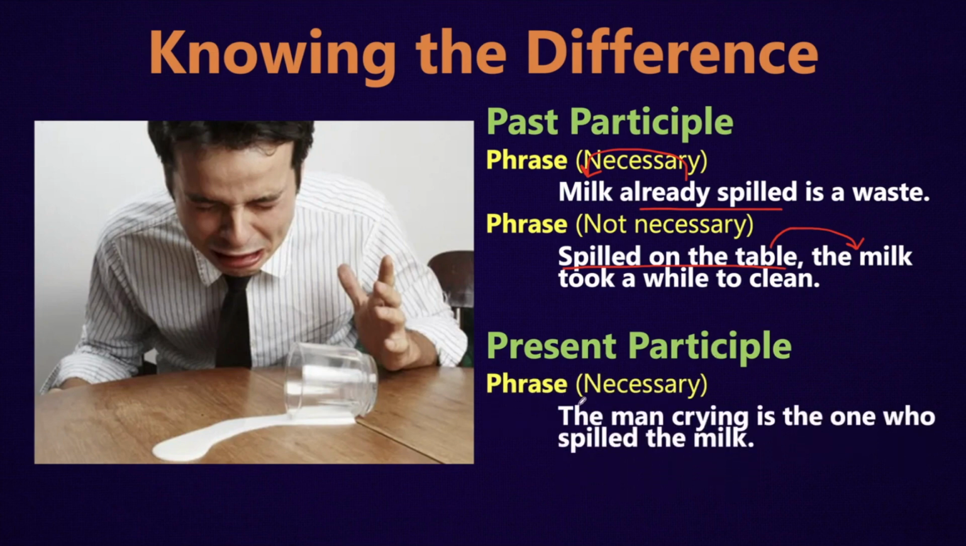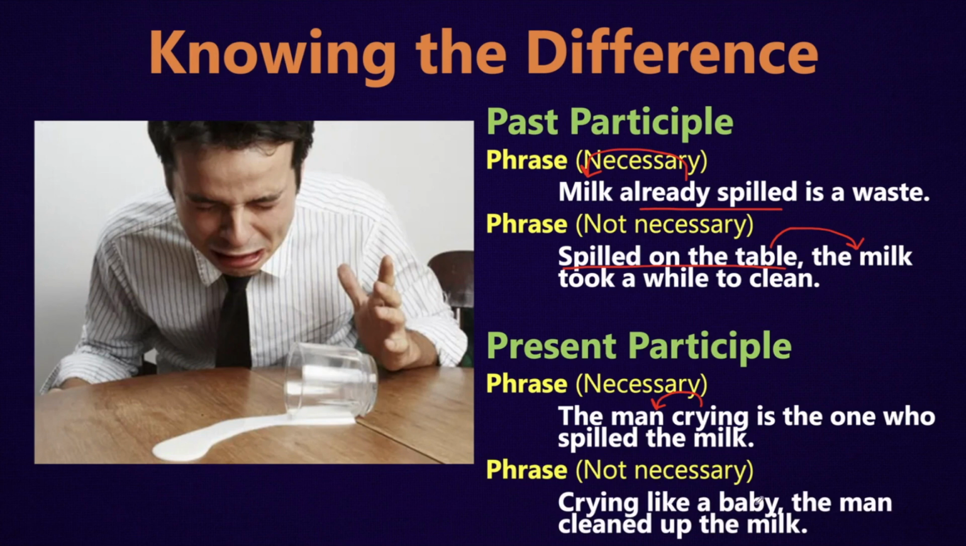If it's the present participle, again, you can see it after the noun it's describing. So the man crying is the one who spilled the milk. So here it's coming after the noun it's describing. Or you can see it before the noun it's describing. For example, crying like a baby, the man cleaned up the milk. So crying like a baby is a participle phrase describing the man. So again, if it is a participle phrase, it is being used as an adjective. So it will come before the noun it's describing, but it'll have a comma, or it'll come after the noun it's describing. It could have a comma, or it might not.